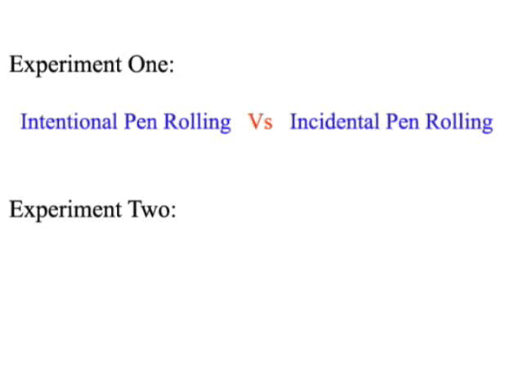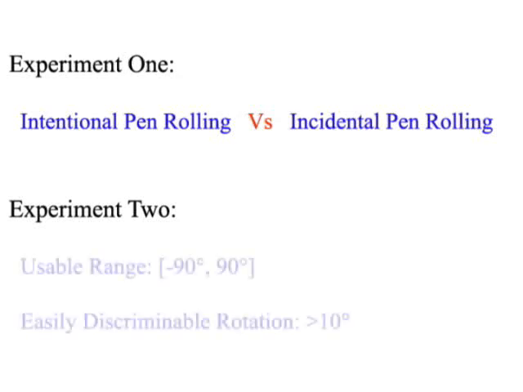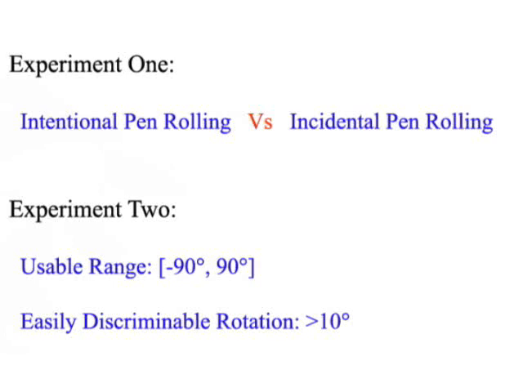Experiment 1 determined the thresholds that separate intentional pen rolling for the purpose of interaction from incidental pen rolling caused by regular writing and drawing. Experiment 2 determined the usable range within which a user can comfortably roll a pen, and the easily discriminable rotation that a user can intentionally roll a pen in a timely and accurate fashion.